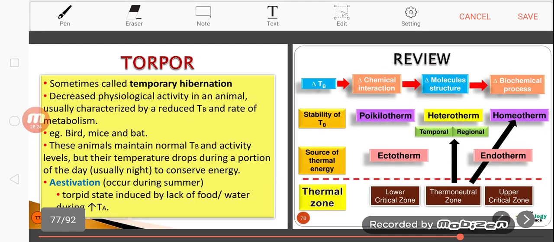Alright, that's all for thermoregulation, the last part of thermoregulation. Before I review, let's stop here.